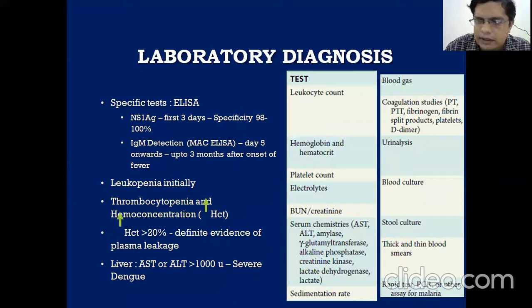In an endemic country like India, you have to do all the other tests for causes of acute febrile syndrome like malaria, filaria, leptospirosis, and scrub typhus, because they present with the common clinical picture of fever and thrombocytopenia.